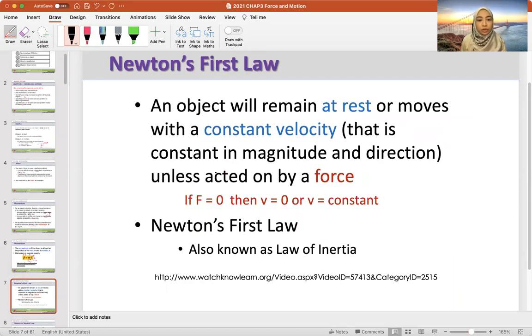So now we go into Newton's first law, which is actually inertia. So Newton's first law is an object will remain at rest or moves with a constant velocity unless acted on by a force. So this is actually Newton's first law, also known as the law of inertia. Okay, so this is the definition. An object will remain at rest or moves with a constant velocity unless acted on by a force. That is your law of inertia or Newton's first law. This can come out. Can you define Newton's first law? So you have to like memorize the definition.